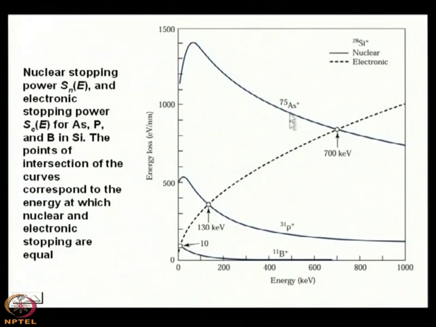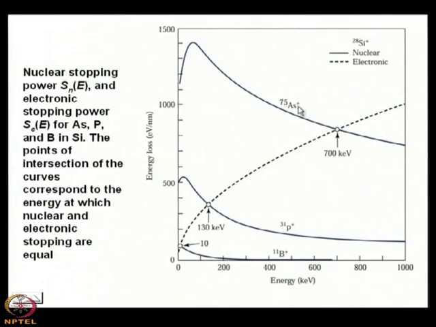So, as you go on increasing the atomic mass, boron, phosphorus and arsenic, if you compare the atomic mass, obviously boron has the lowest and arsenic has the highest. As the atomic mass increases, you will find that the loss will be more and more nuclear. For boron, above 10 keV it is fully electronic. For phosphorus, above 130 keV it is electronic. And for arsenic, above 700 keV it is electronic, right. So, this is the implication that the stopping of the ion beam inside the material will entirely depend on the energy of the ion beam and the ion itself.